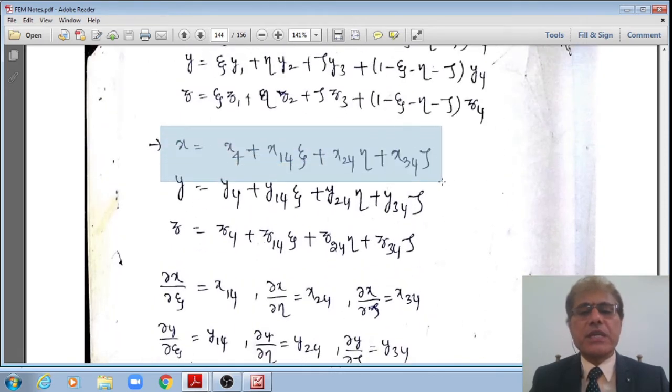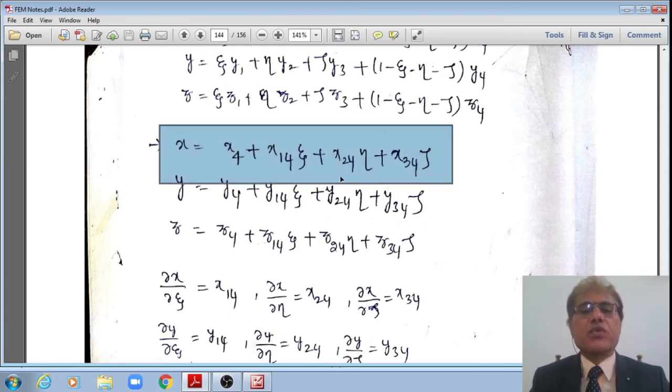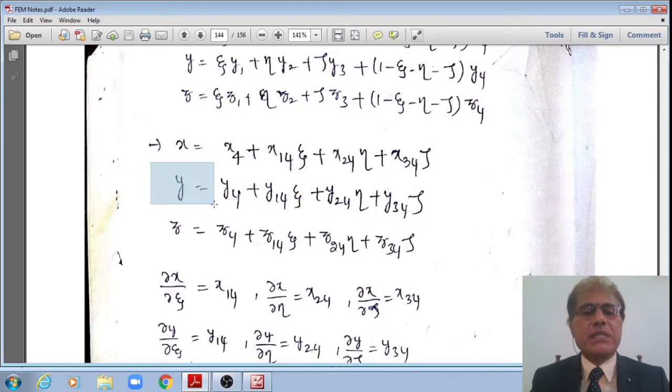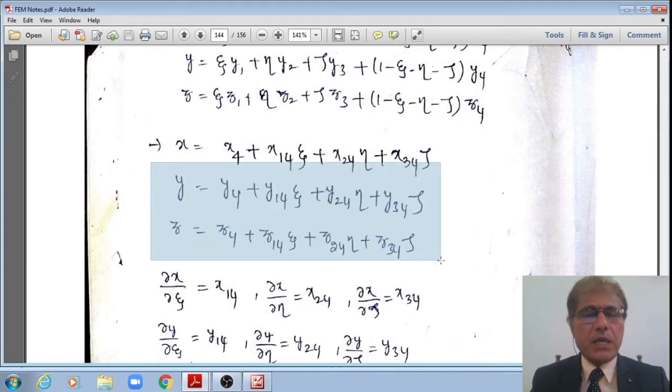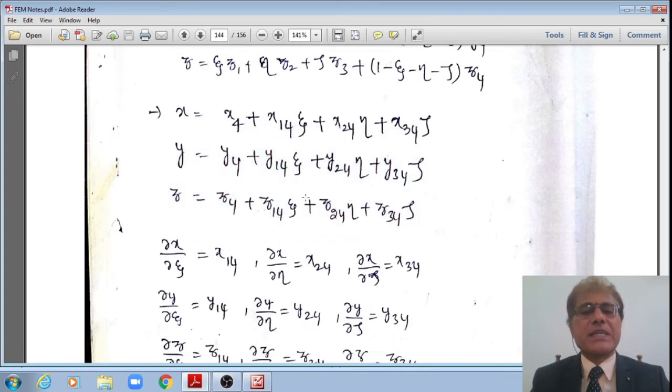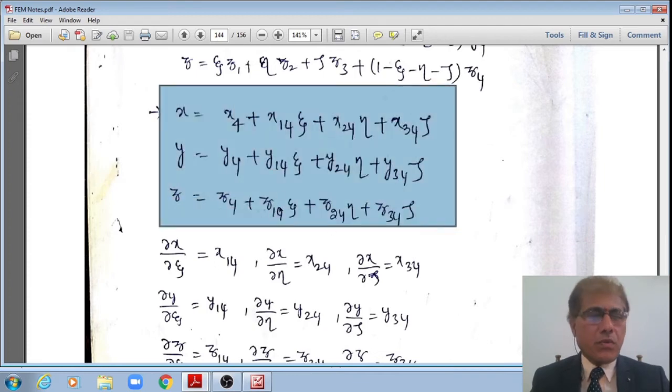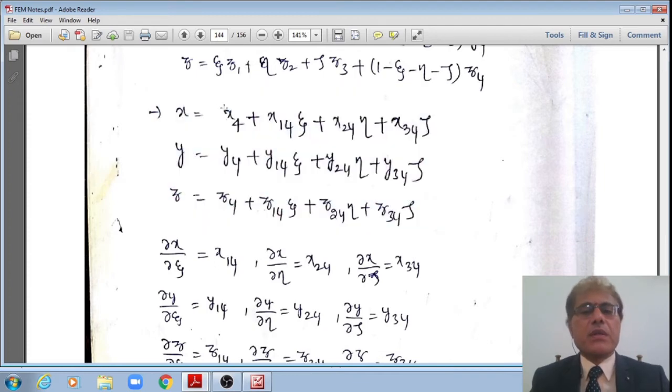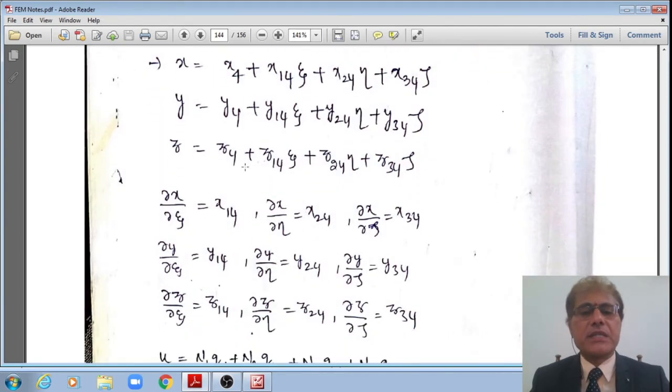I'll write this first equation, the coordinate x, as x4 plus x14 for xi, x24 for eta, plus x34 for zeta. Similarly, you can write in a cyclic fashion the other coordinates y and z as y4 plus y14 for xi, y24 for eta, y34 for zeta. Z is equal to z4 plus z14 for xi plus z24 for eta plus z34 for zeta, right? That is how the coordinates are now written in terms of the Cartesian coordinates and as a function of the polynomial xi, eta, zeta. That is how we can interpolate.